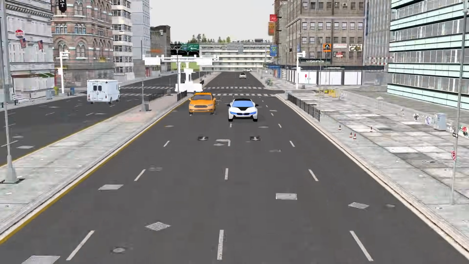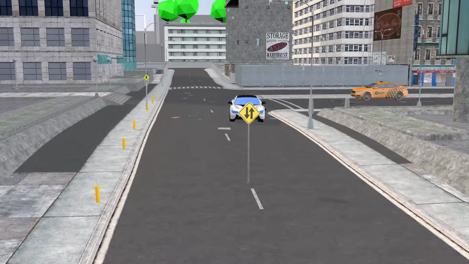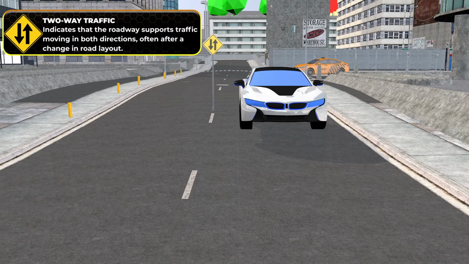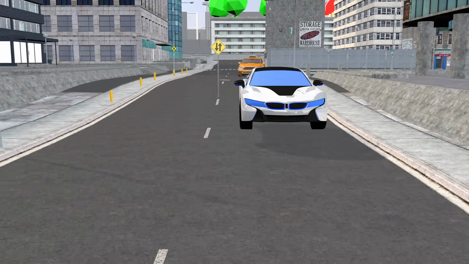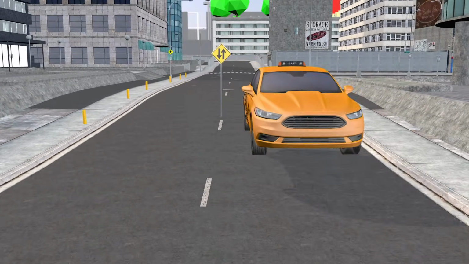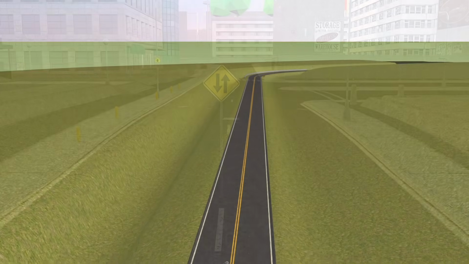This is the two-way traffic sign, and it means that vehicles will now be sharing the road with oncoming traffic traveling in the opposite direction. This is especially important after divided highways end or on rural roads where there are no median barriers.